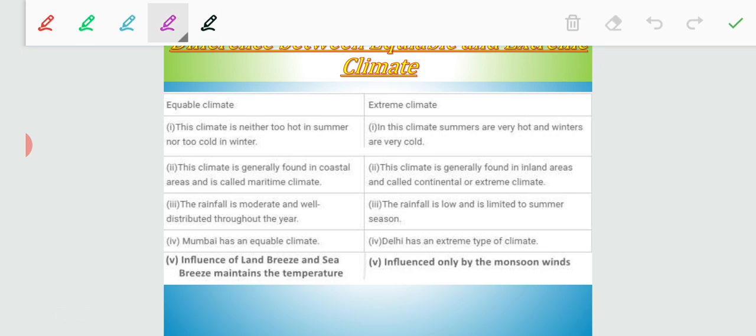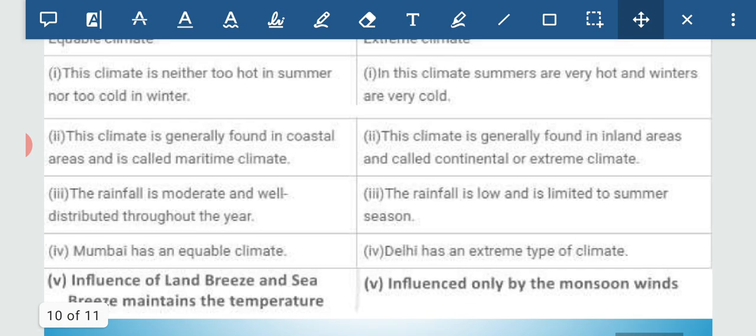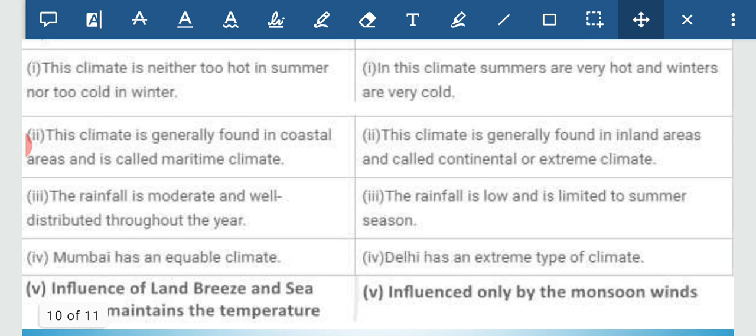So just the last topic of the discussion for today's class, what is the basic difference between equable climate and extreme climate. Now in the equable climate, the temperature conditions do not have any variation. During the summers or during the winters, the temperature remains the same. Neither is it too hot, nor too cold. But for the extreme, it is too hot during the summers and too cold during the winters.